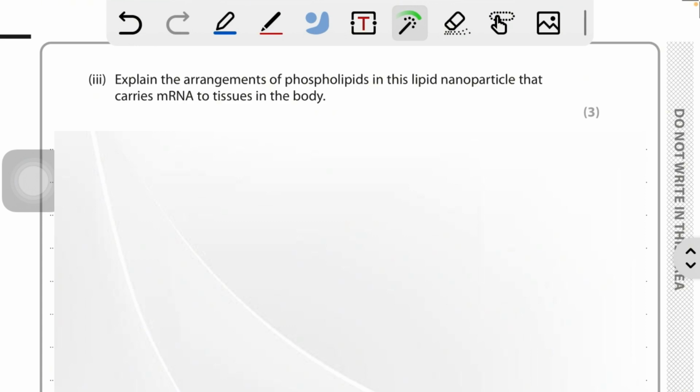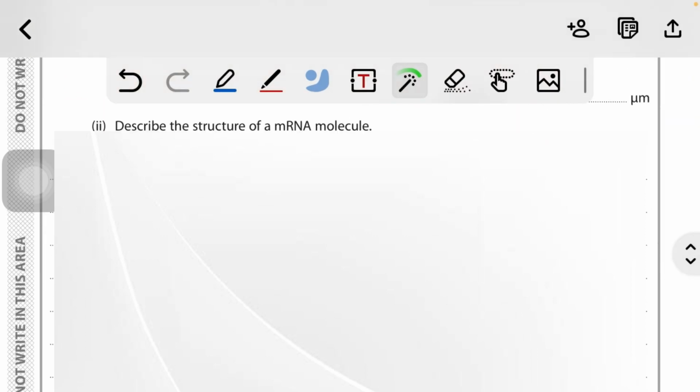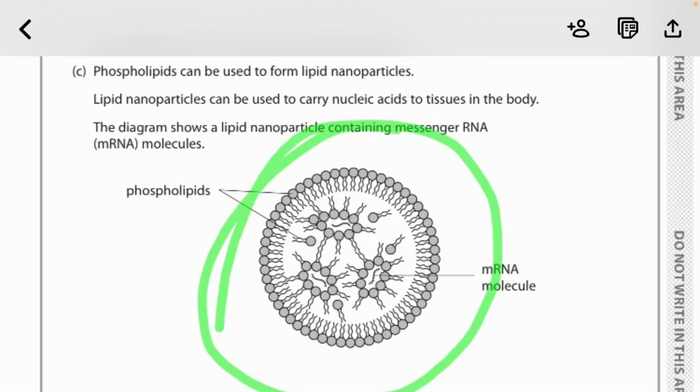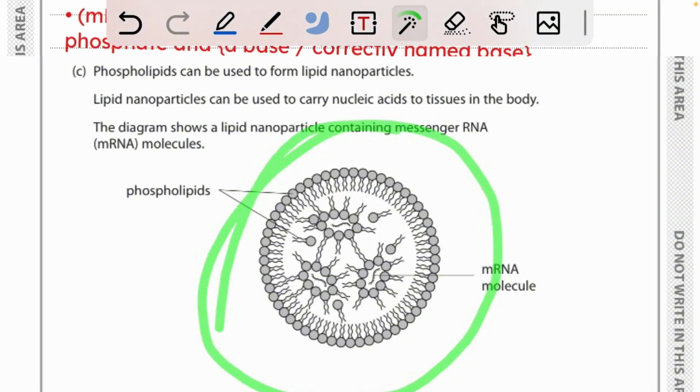Explain the arrangement of phospholipids in these lipid nanoparticles that carry mRNA to tissue in the body. So here we need to explain the arrangement of the phospholipids over here. Okay, so let's see the image first and then describe it.